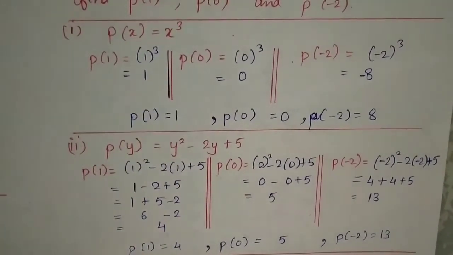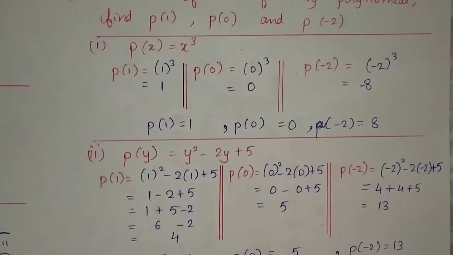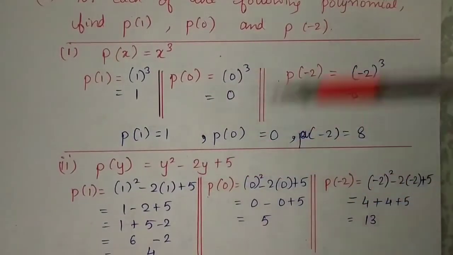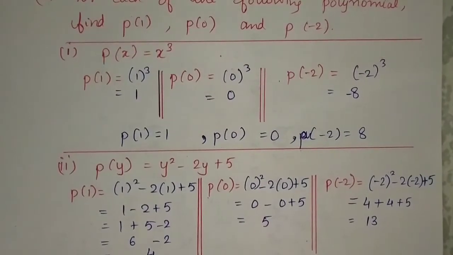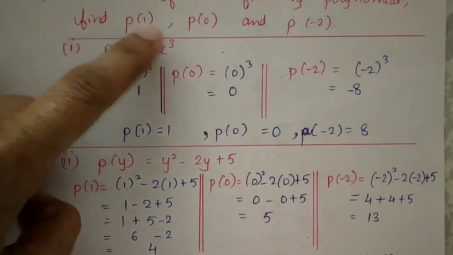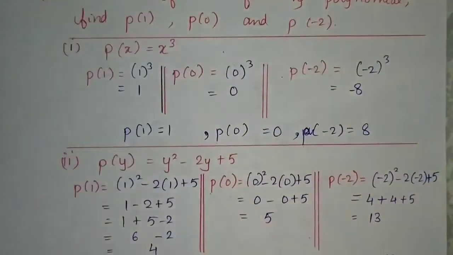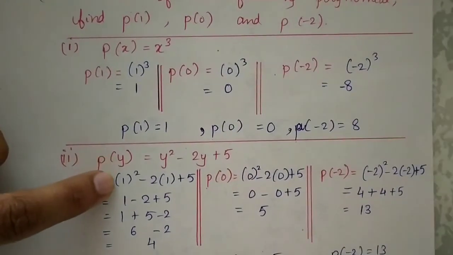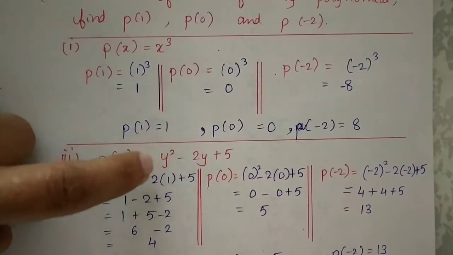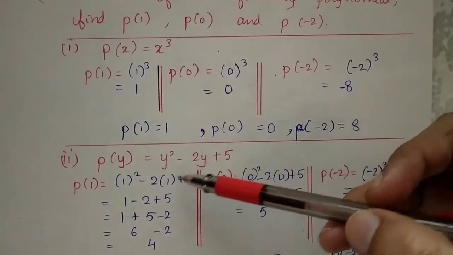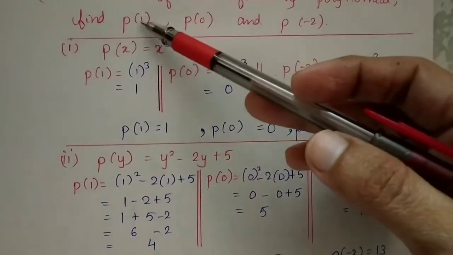Now what do we have in the second question, children? We have p of y is equal to y square minus 2y plus 5. Again for this I'll find all three values: 1, 0 and minus 2. So first I'll place 1 in place of y. So 1 square minus 2, which is as it is, and in place of this y I have written 1 because you are supposed to find p of 1.